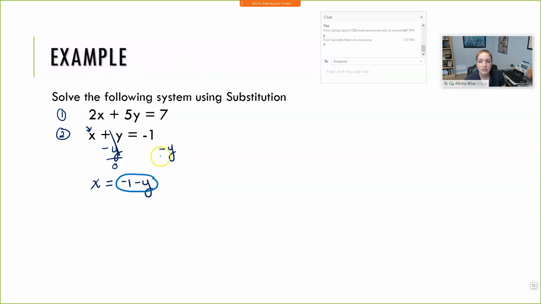Now, should I substitute it in for x or should I substitute it in for y? What do we think? I should put this expression in for x. Very good, because it's equal to x. So let's take this equation 1, times, I'm replacing x with this expression, -1 minus y. And then I'm going to write down the rest.